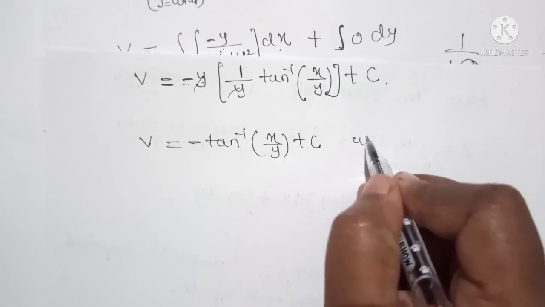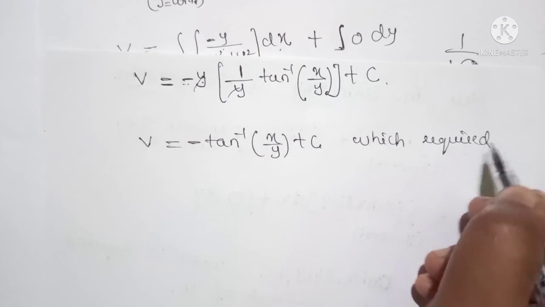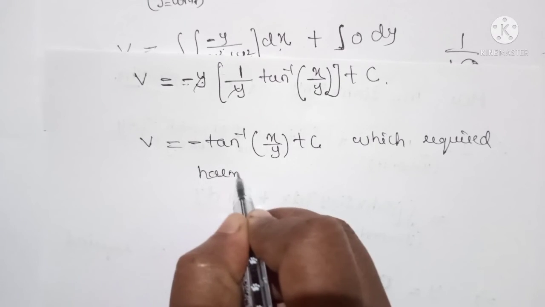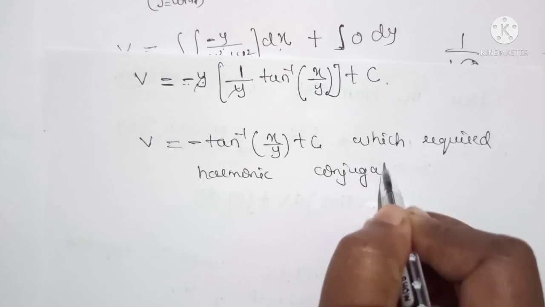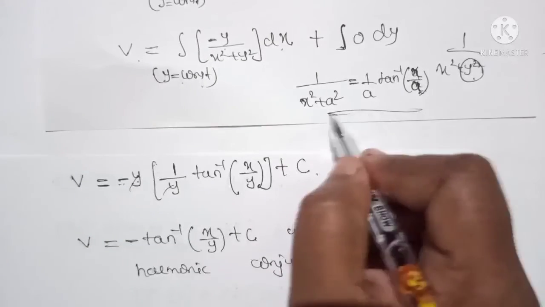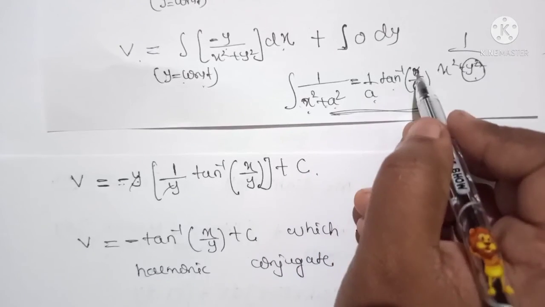So which is the required harmonic conjugate. You can note this formula here: integration of 1 by x square plus a square is 1 by a tan inverse of x by a.